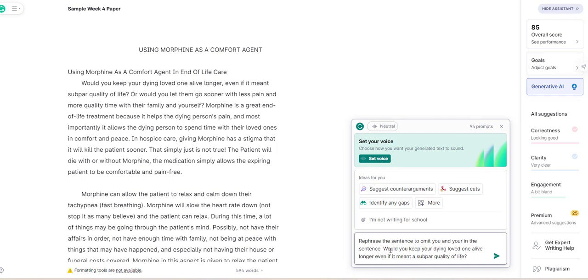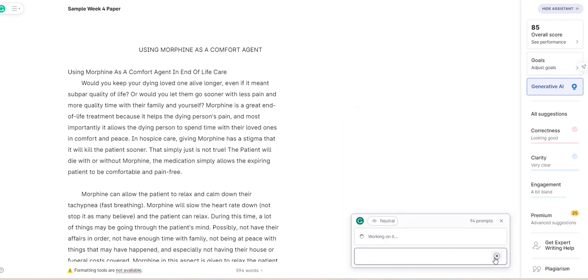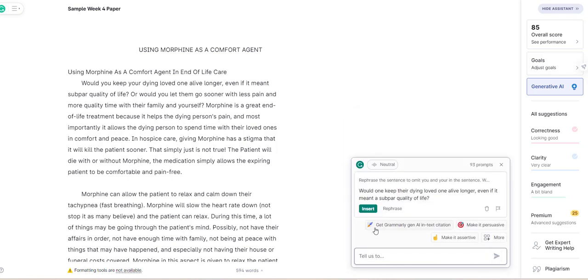So you would say rephrase whatever the sentence is without "you" or "your," okay? And then you would write use third-person case, just to be on the safe side, for a more professional tone. All right, so now you have put in a prompt. So this is known as a prompt, okay? So I put the prompt in, and then I press this, and then I wait for it to do its magic.